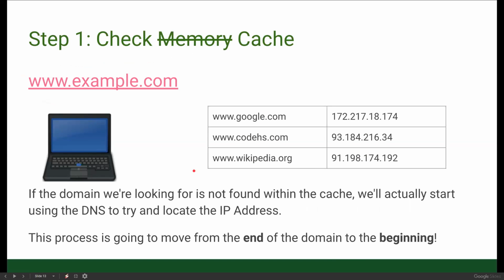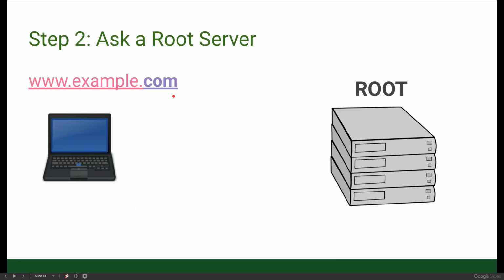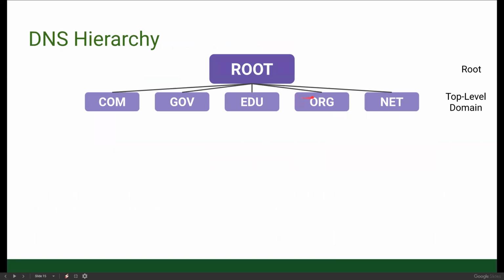And this process is going to move from the end of our domain forward to the beginning. So we're going to start at the right and we're going to move leftward. So our first step, or I guess not first step, our second step is asking a root server. So we're going to look for the com domain. So first step is asking this root server.